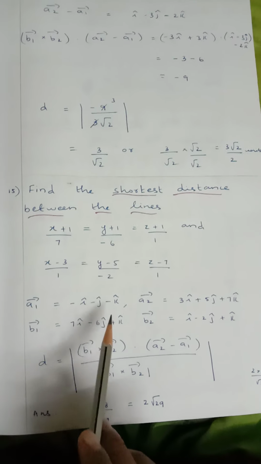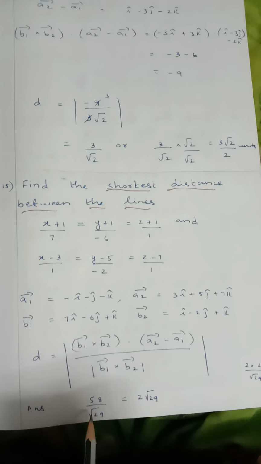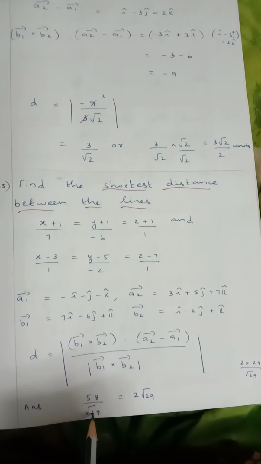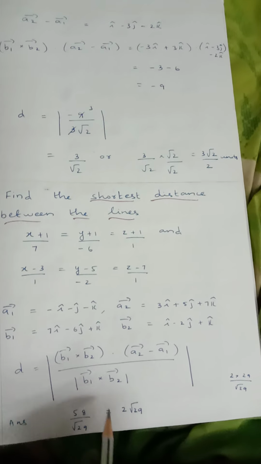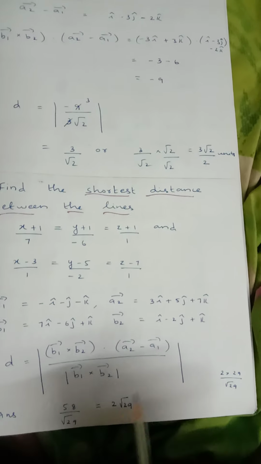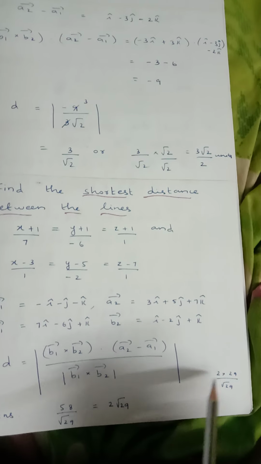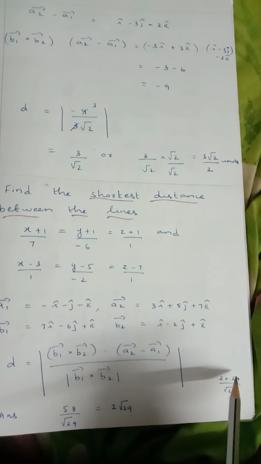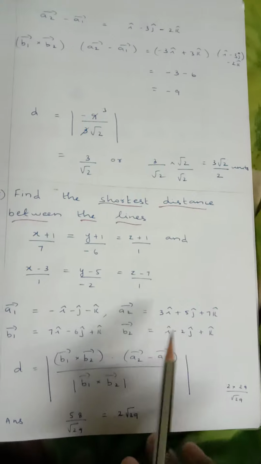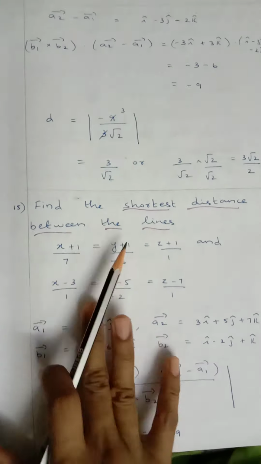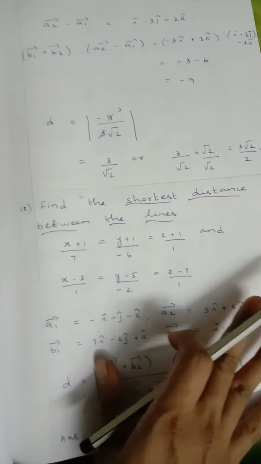Can you do this sum, students? The answer is 58 by root 29. If further you can simplify this, this 58 you can write as 2 into 29 by root 29. You can simplify and write this. So this is the shortest distance between the lines.